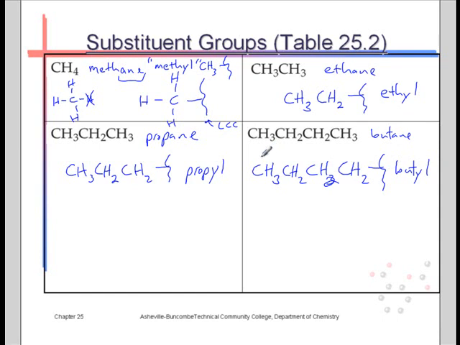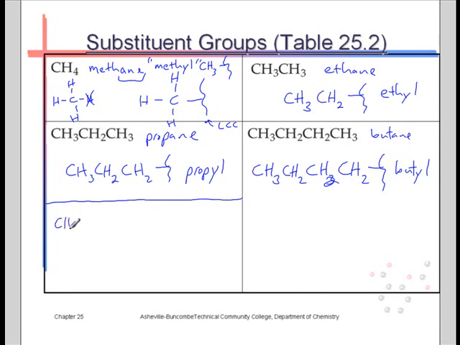Now there are 2 other possibilities. Well, I guess I should say there's one more possibility for the propane. There's one more possibility for the butane that I want you to know about. And again, both of these are on table 25.2 in your textbook. And the other one for the 3 carbon substituent group would be if I had taken a hydrogen off of the middle carbon.